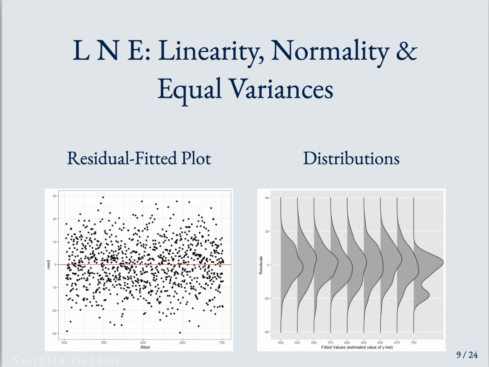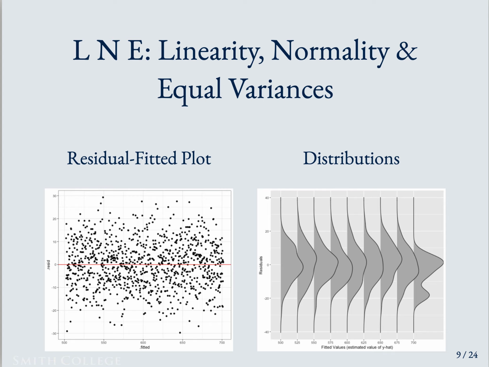Then we can also, after we fit that regression model, think about linearity, normality, and equivariance in the residual fitted plot on the left, and thinking about the distribution of each of those sets of residuals at given points of fitted values on the x-axis. So what's going on in the left is something you're coming to see more frequently, this residual fitted plot where we have the fitted values on the x-axis and the residuals on the y.